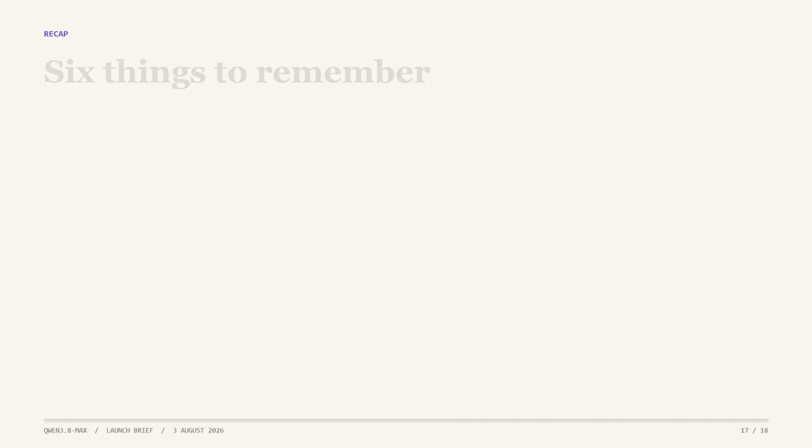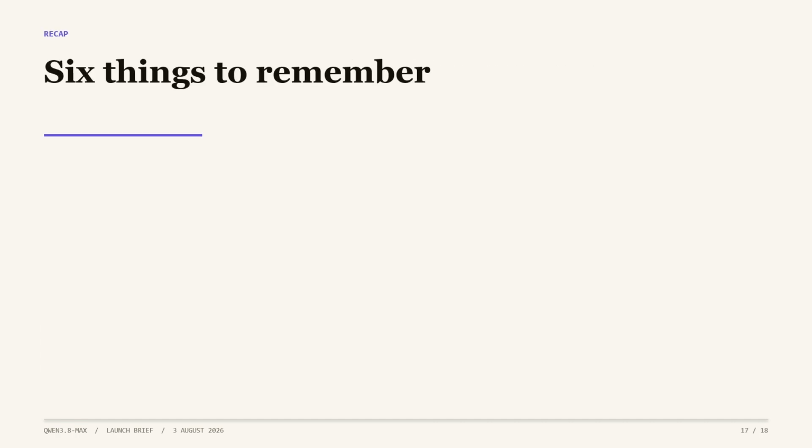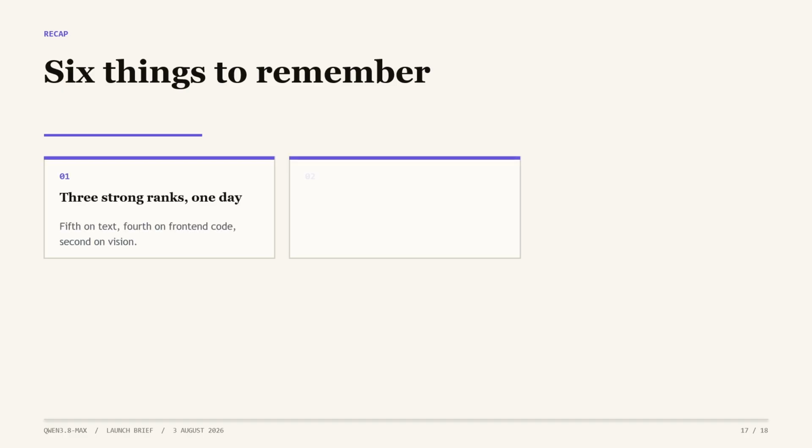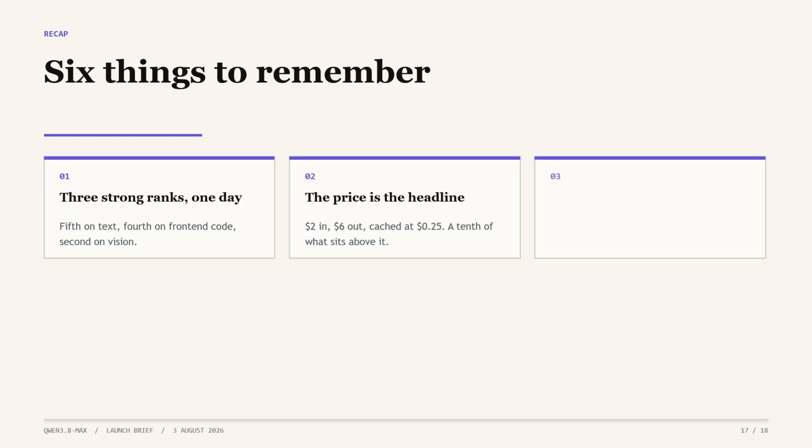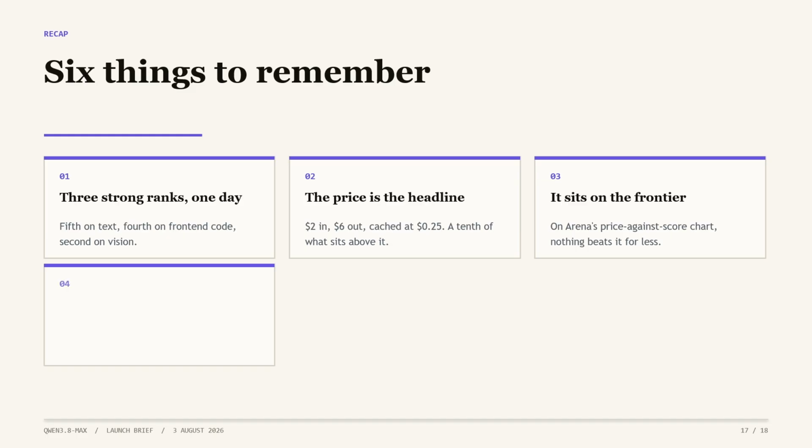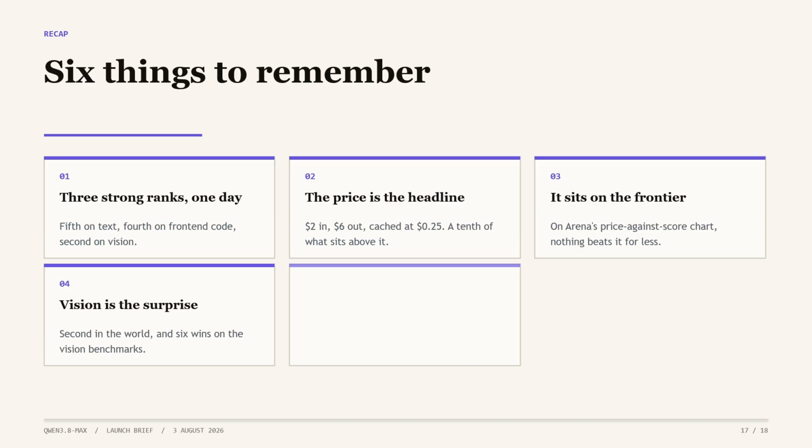Now let us pull it together. First, three arena boards, three strong ranks. Fifth on text, fourth on code, second on vision. Second, $2 in, $6 out, and 25 cents for cached input, about a tenth of what the model that sits above it costs. Third, it sits on the price to score frontier, which means nothing beats it without costing you more. Four, vision is the biggest surprise. Second in the world, and six wins on the vision benchmark. Five, hard software engineering still goes to Claude. Six, open weights are next week, not today.